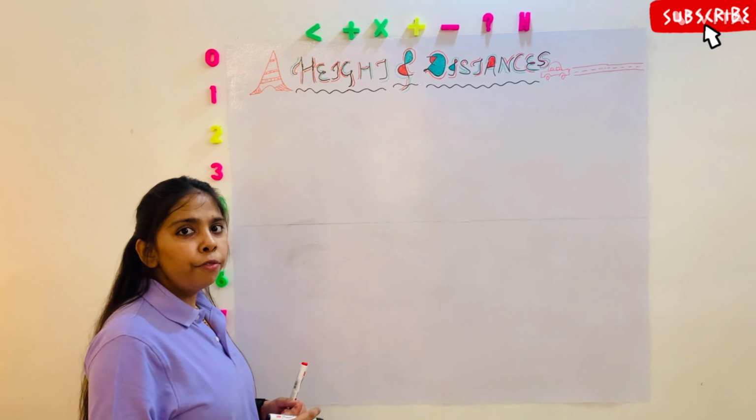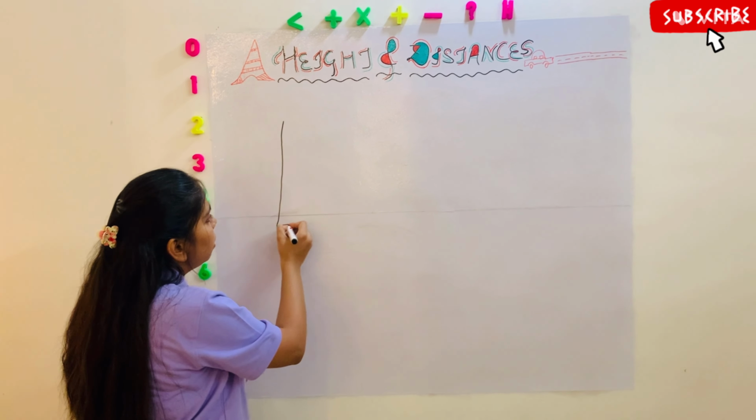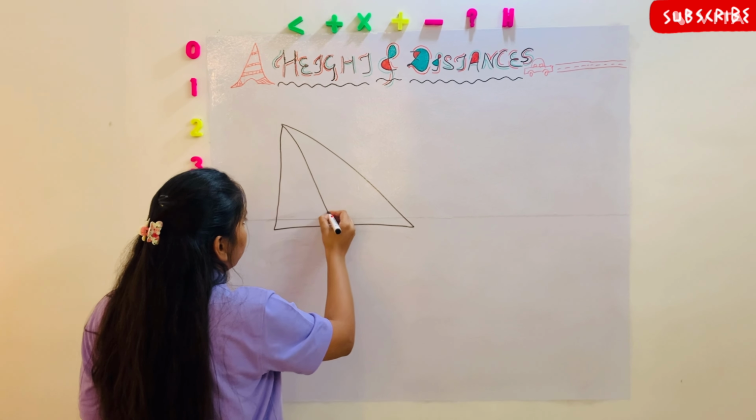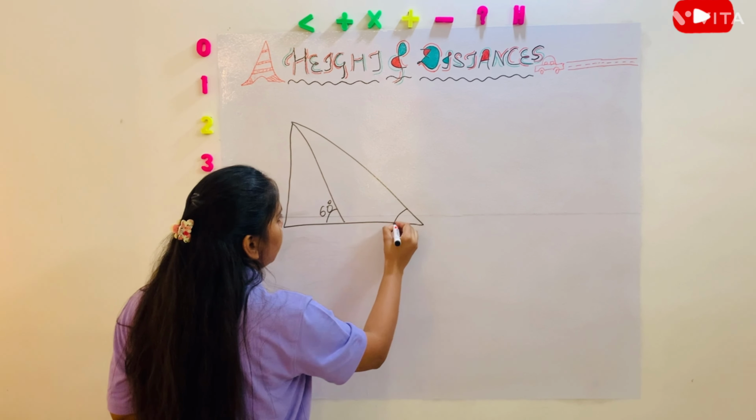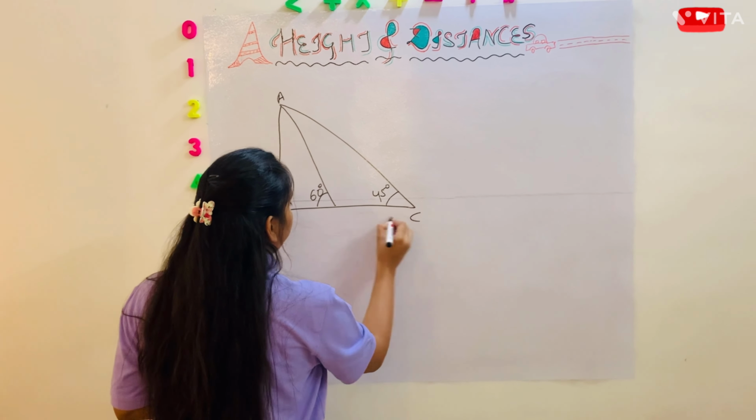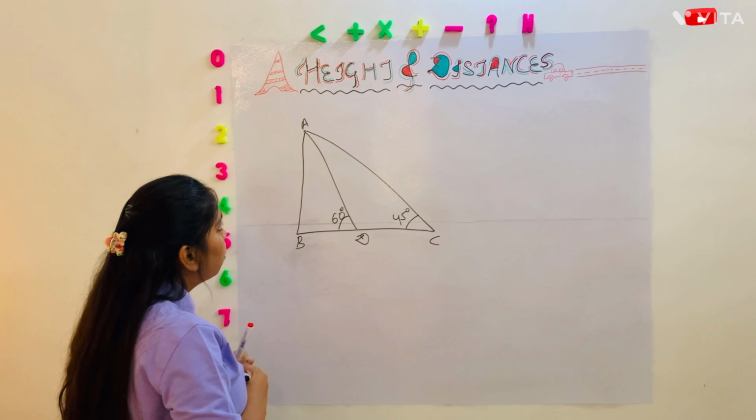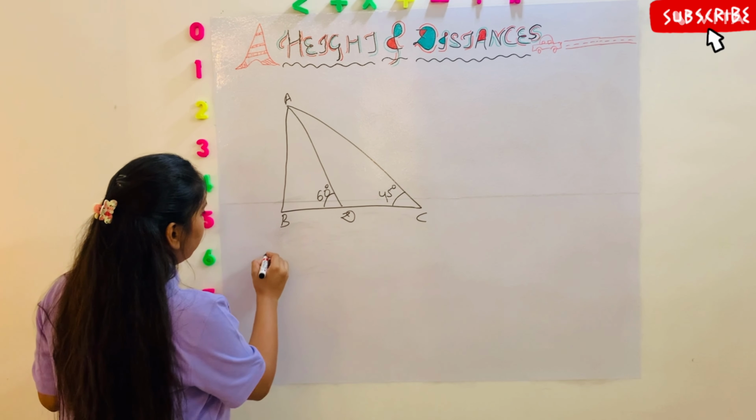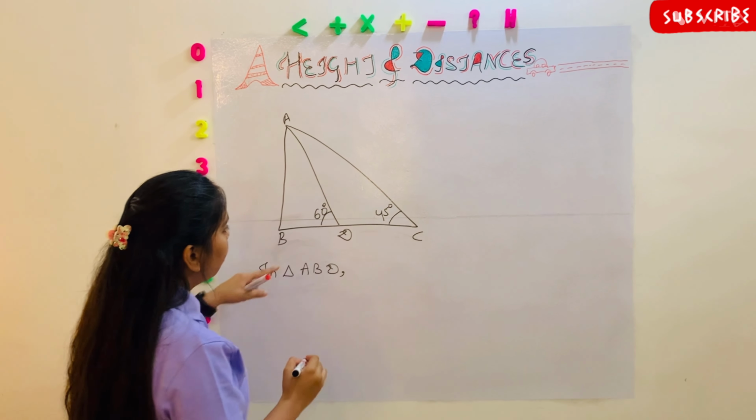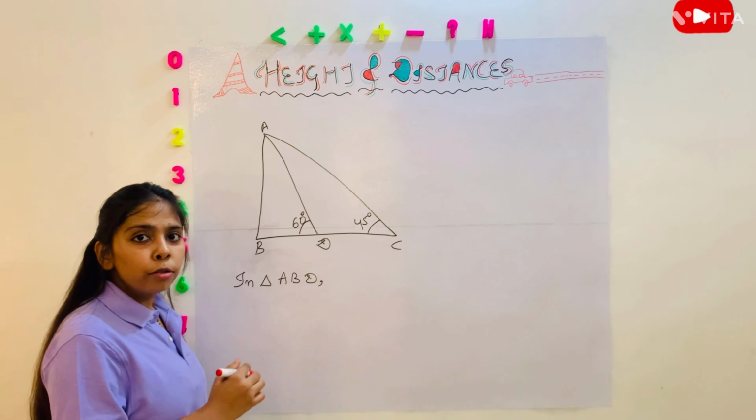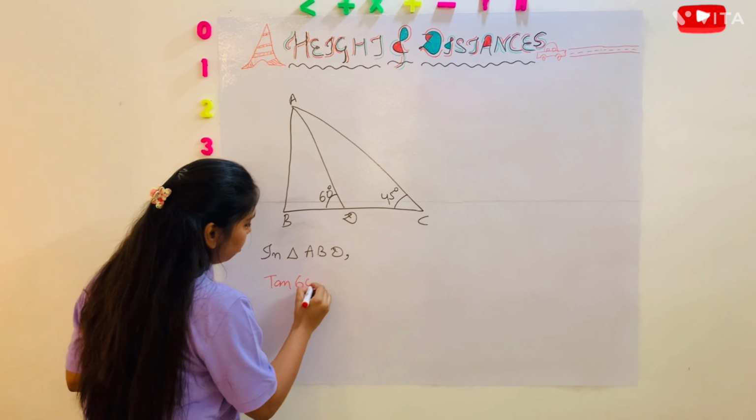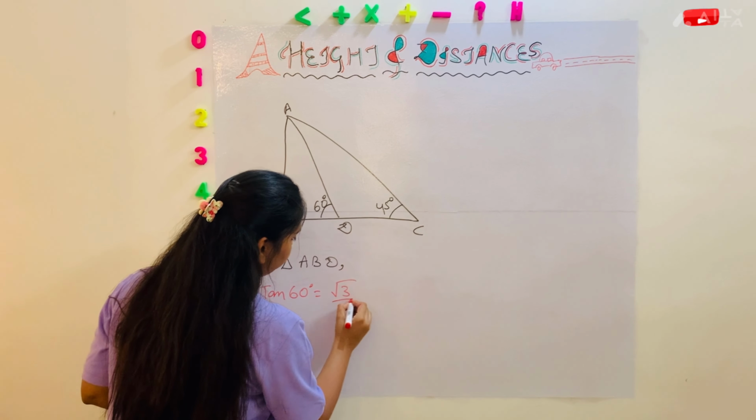So friends, this is the last one, that is the angle between 60 degree and 45 degree. This is A, B, C and this is D. First we will take the triangle ABD. In triangle ABD, we have to find out the value of tan 60 degree. The value of tan 60 degree is equal to root 3 by 1.